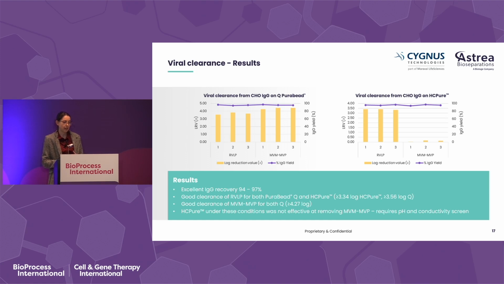So we can improve the MVM reduction either through lower pH, which can drive the hydrogen bonding interaction, or through increasing the conductivity, and that will help drive the hydrophobic interaction. I think that's everything.